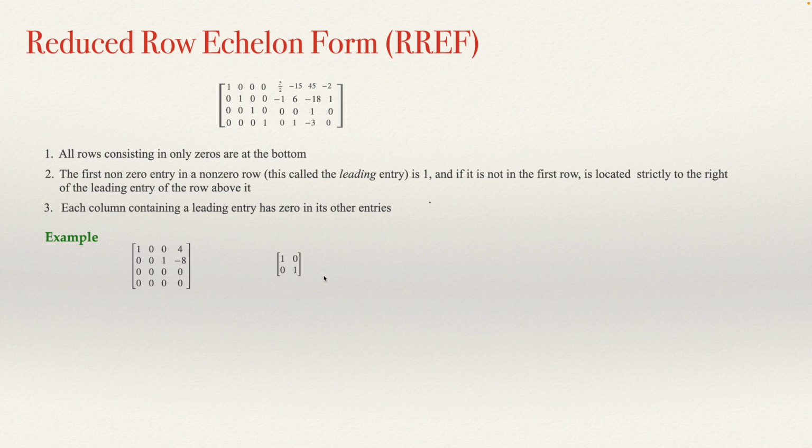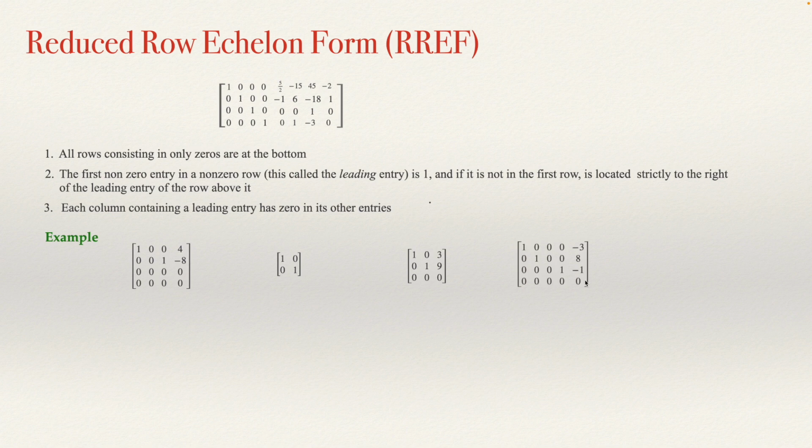Another example is this. The identity is actually a reduced row echelon form of a matrix. Oh, this one has a row of 0s, but it is at the bottom. And look at the leading entries, they are 1. Finding a reduced row echelon form is very important, not only for finding the inverse of a matrix, but you are going to see that it will also be very important for solving equations.